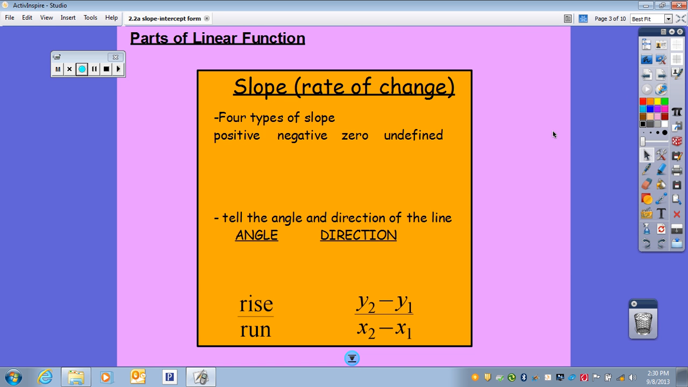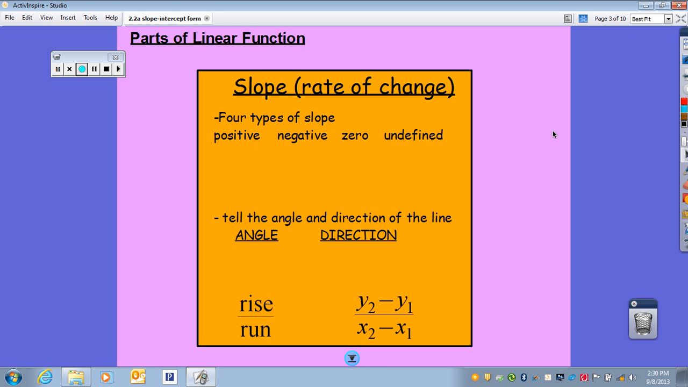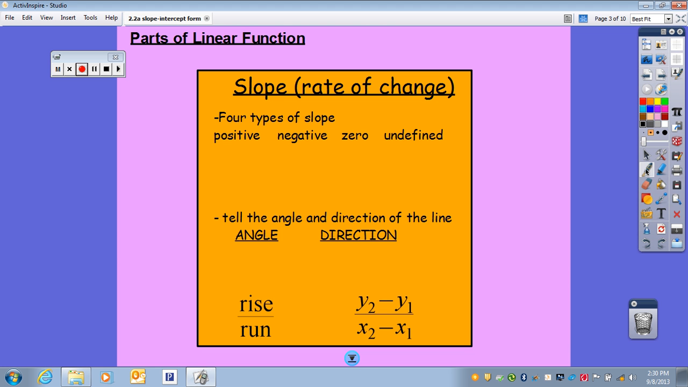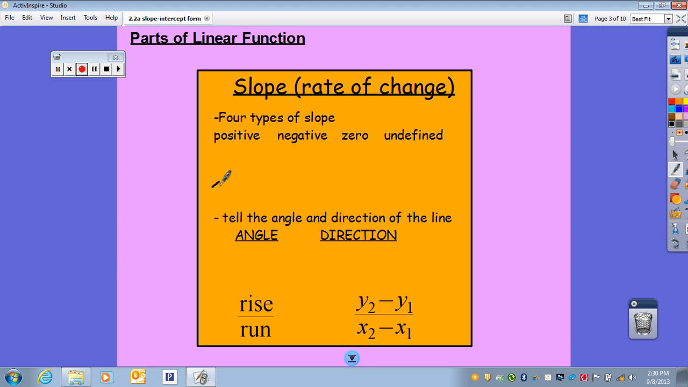Let's take a look at the parts of a linear function. First of all, when we talk about our linear function, we need to talk about slope. Remember that slope is the rate of change, and there are 4 types of slopes. We have the positive slope, where our line is going up and to the right. We have our negative slope, where our line is going down to the right.